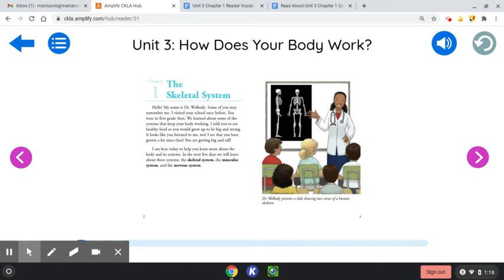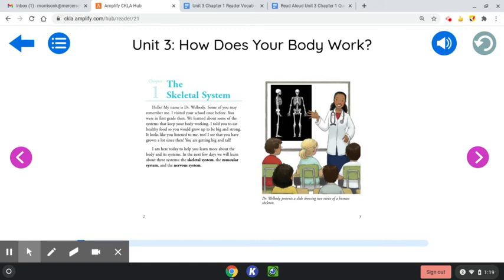Hello, my name is Dr. Wellbody. Some of you may remember me. I visited your school once before. You were in first grade then. We learned about some of the systems that keep your body working. I told you to eat healthy foods so you would grow up to be big and strong. It looks like you listened to me. I see that you have grown a lot since then. You are getting big and tall.